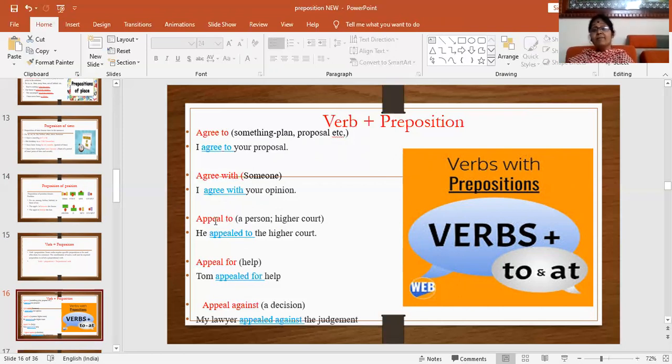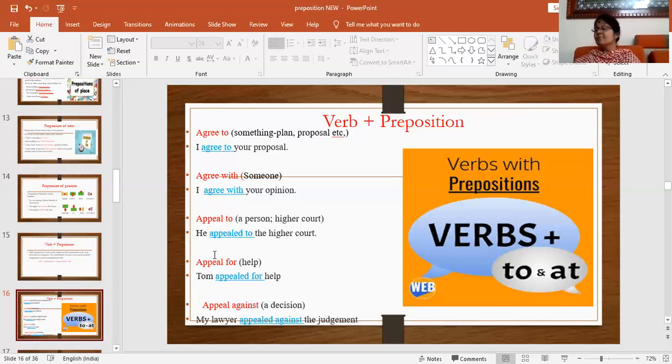Similarly, we have a word called appeal and I add a preposition to and make it appeal to, right? We appeal to a person, we appeal to a higher court. How to use this in a sentence? He appealed to the higher court, right? Then appeal for. When to use appeal to and appeal for.